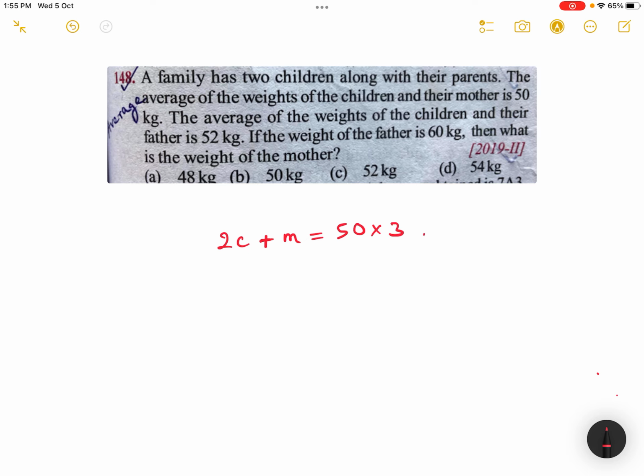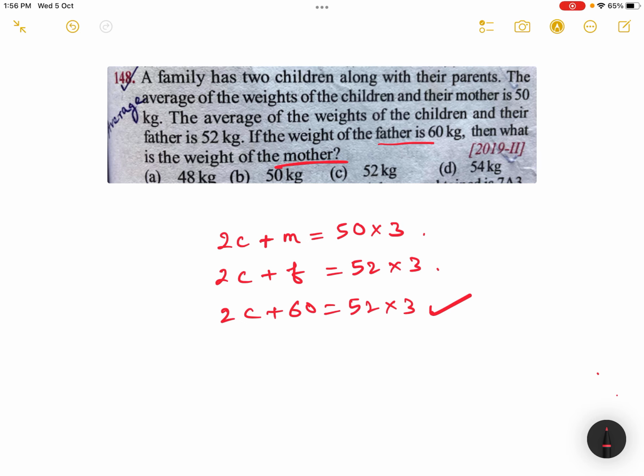And the average weight of the children and their father. Children still the same, and their father is 52 into 3. And it's also given that the weight of the father is 60. This is also easy. 60 equals 52 into 3, minus the children's weight. From here we can find out the children.